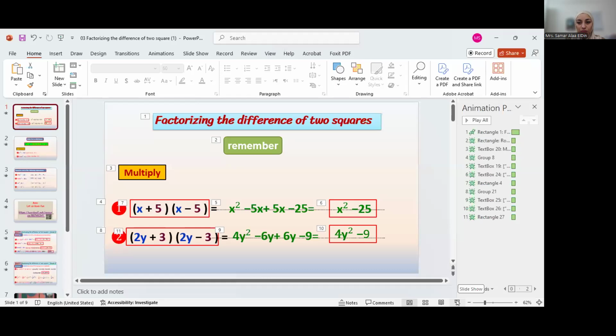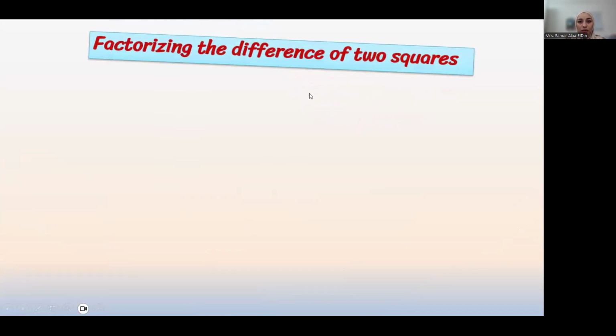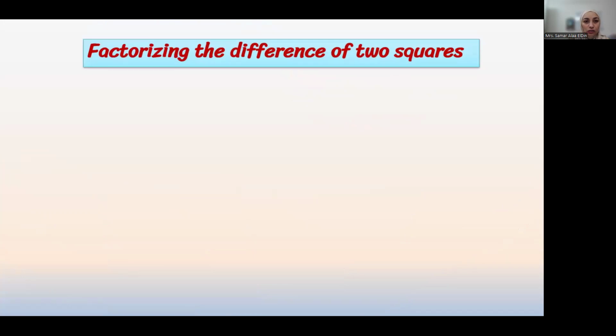Now we will start our new lesson for today, which is the difference of two squares. Let's start our lesson. Our lesson is called Factorizing the Difference of Two Squares.